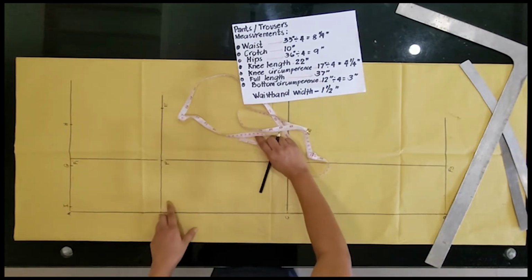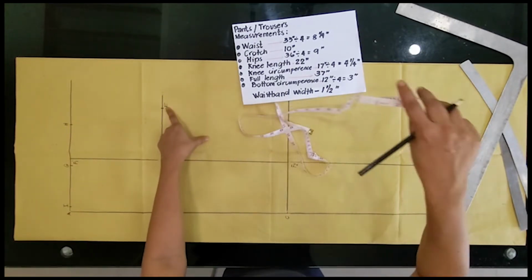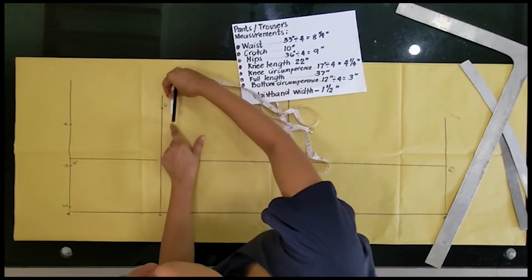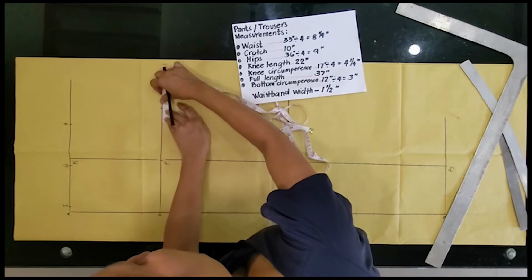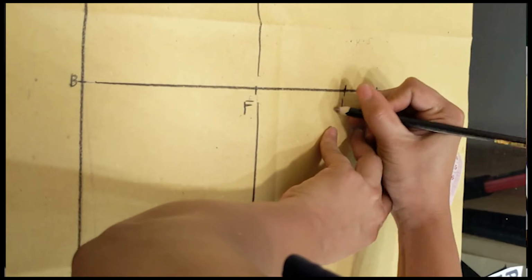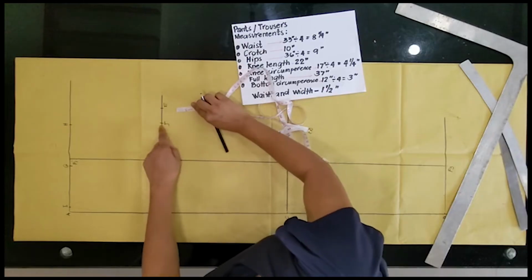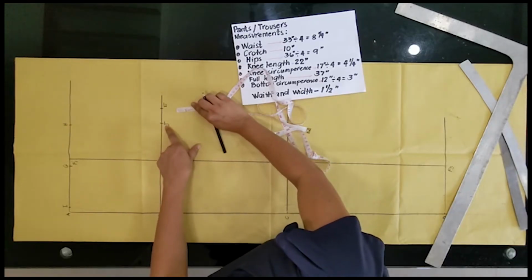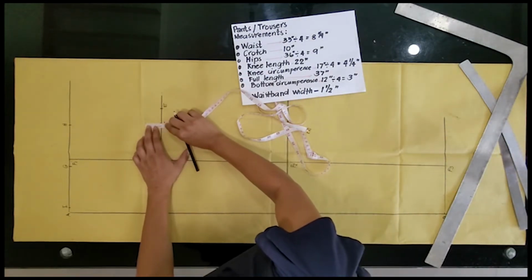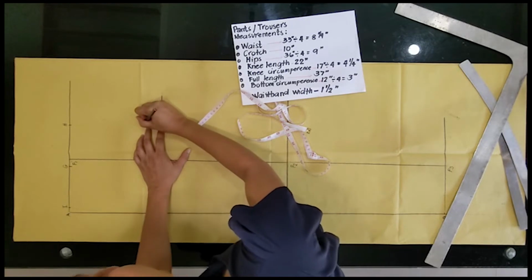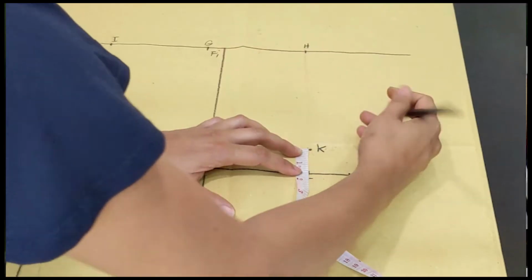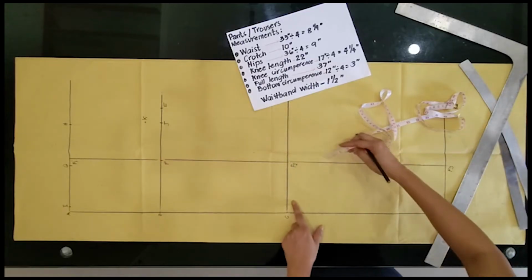Okay, so next we have to move on here to point E. So we have to measure 1 and 1/2 going inside. Okay, this would be letter J. So after point letter J, we have to measure 1 and 1/2 upward. Okay, so this would be point letter K, or knee circumference.